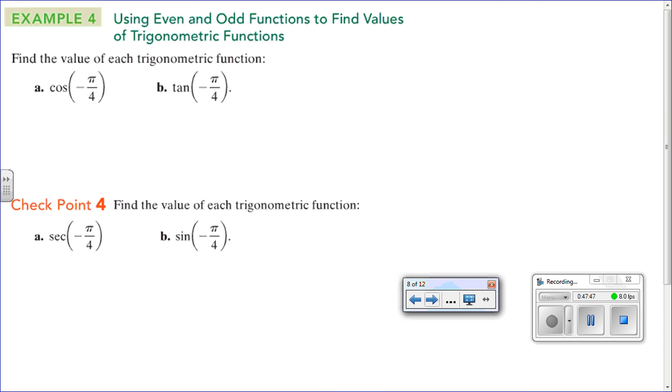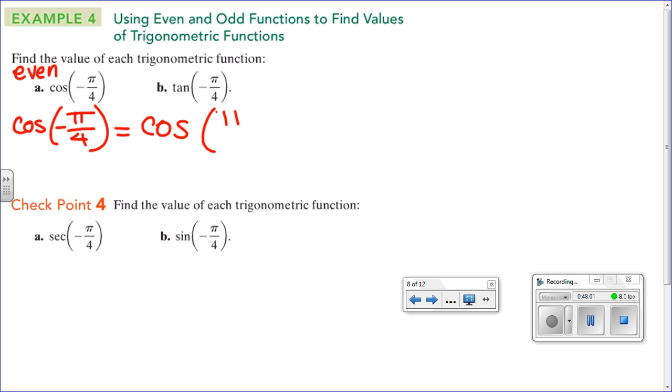Okay, so cosine, right away, you already know, oh, we already did that one. So cosine is even. So because it is even, the cosine of negative pi over 4 is equal to the cosine of pi over 4. Just because it is even, that's why. And the cosine of pi over 4, we already know it, square root of 2 over 2.